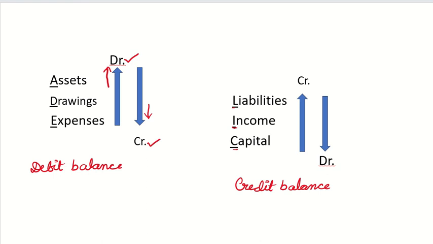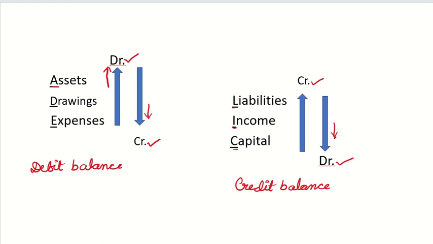It is fully opposite in the second group. Here in the second group we have liabilities, income, and capital. They have a credit balance, and if these accounts increase, we will credit that account, and if they decrease, we will debit the account. Fine. Now what is this increase and decrease? Let me give you a simple example.